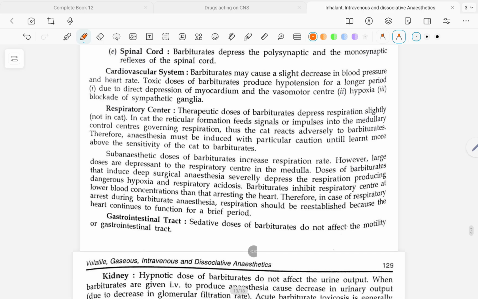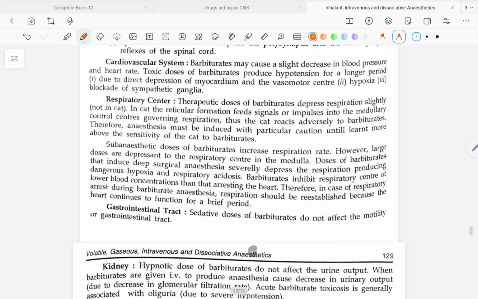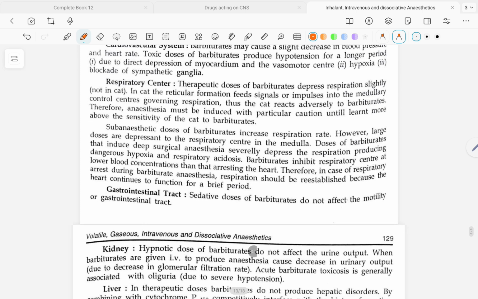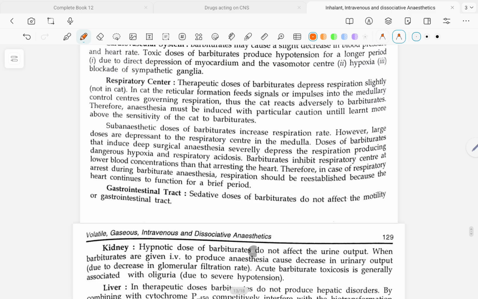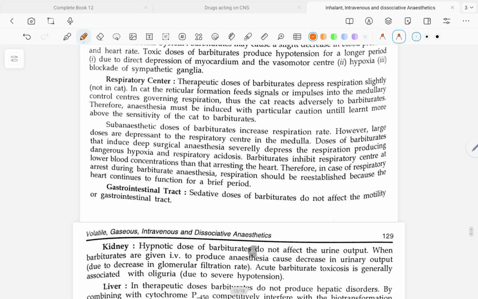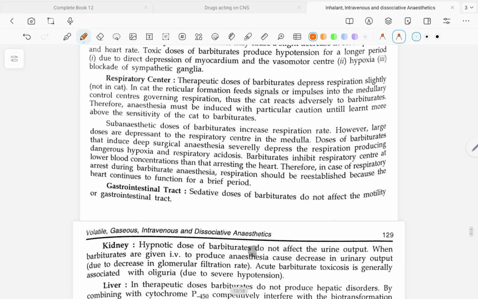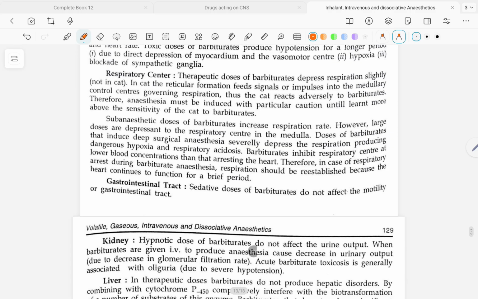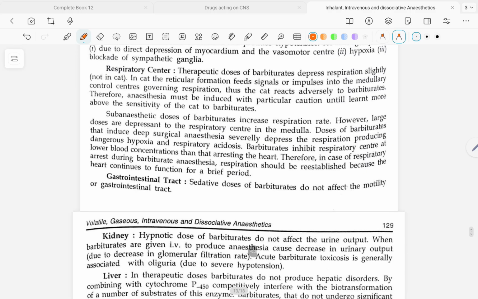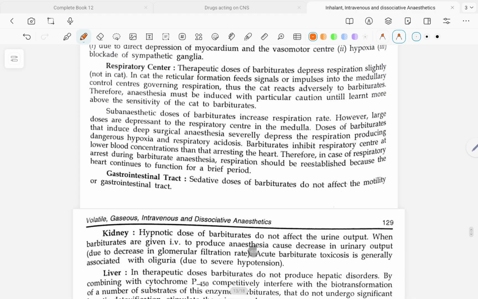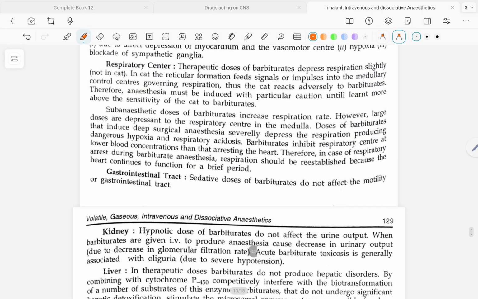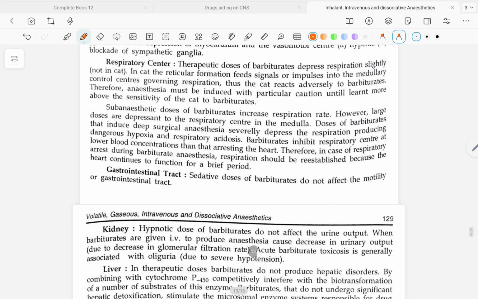Respiratory center. Therapeutic doses of barbiturates depress respiration slightly, and may inhibit the reticular formation, which feeds signals or impulses into the medullary control centers governing respiration. Thus, the cat reacts adversely to barbiturates. Therefore, anesthesia must be induced with particular caution until we learn more about the sensitivity of the cat to barbiturates.